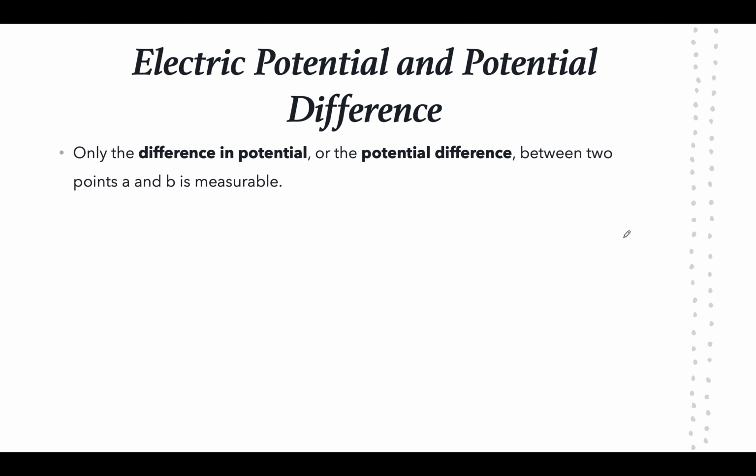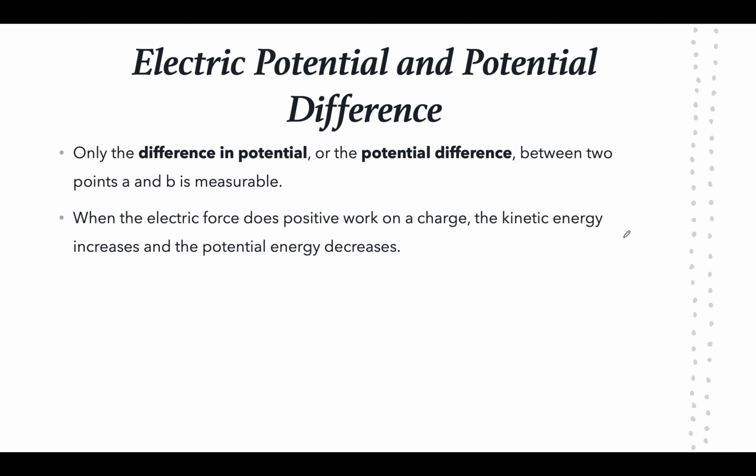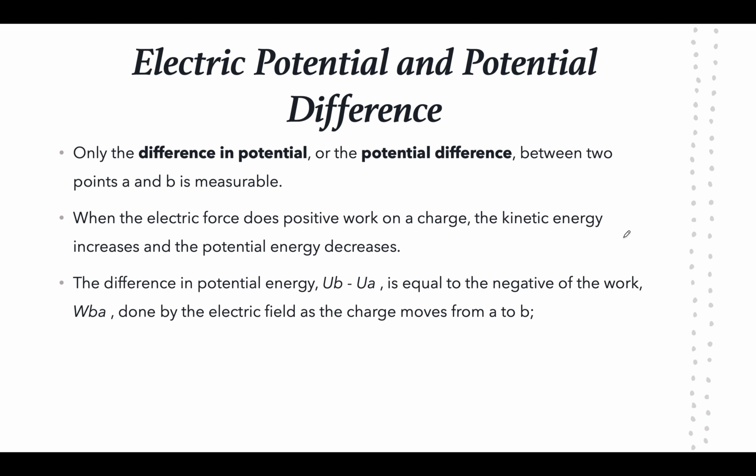All right, so it's very hard to measure potential by itself, right? We need to be able to measure the change or the difference in potential. Potential by itself is very hard to measure. So when the electric force does positive work on a charge, the kinetic energy increases and the potential energy decreases, which means that the difference in potential energy is going to be equal to the negative of the work done.